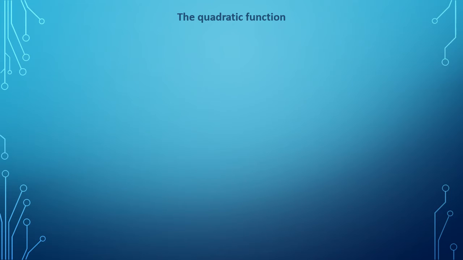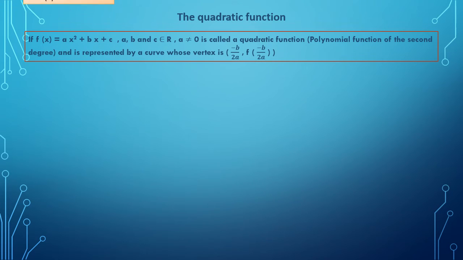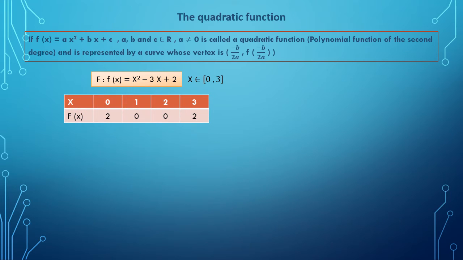The quadratic function is a function of the second degree. So our function of the second degree is f of x equals x to the power 2 minus 3x plus 2. This is a quadratic function of the second degree. We want to draw this function for x belonging to the interval from 0 to 3. So we make a table like this, and we have 0, 1, 2. Substituting in the function, we get 2, 0, 0.